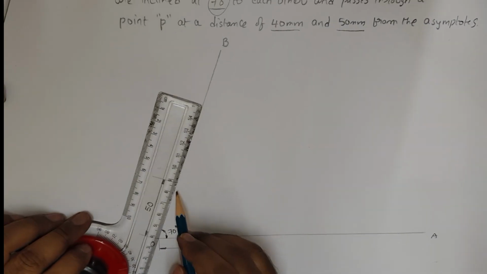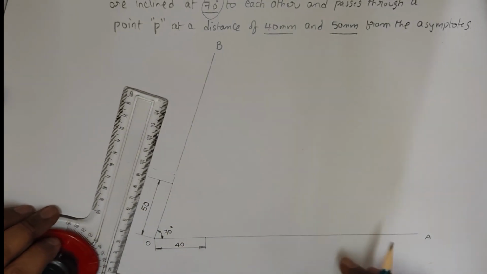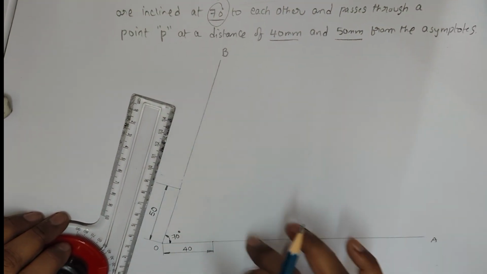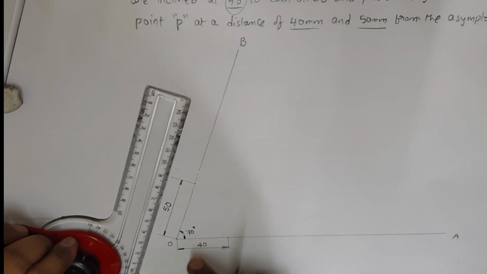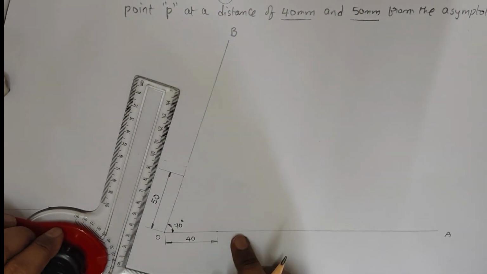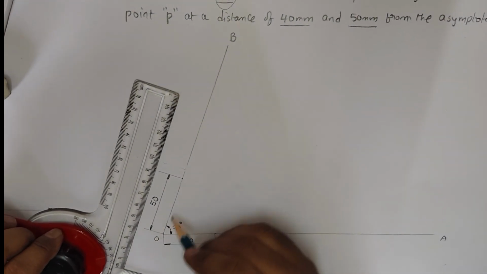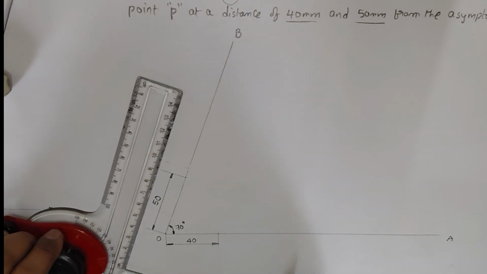Okay. So we are drawing the two asymptotes OA and OB, which make an angle of 70 degrees to each other. Next, locating the point P. You have to locate the point P at a distance of 40 mm from the OA line and a distance of 50 mm from the OB line.